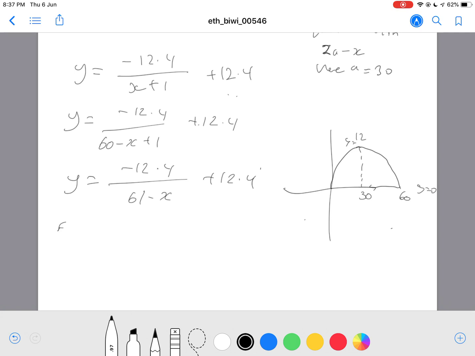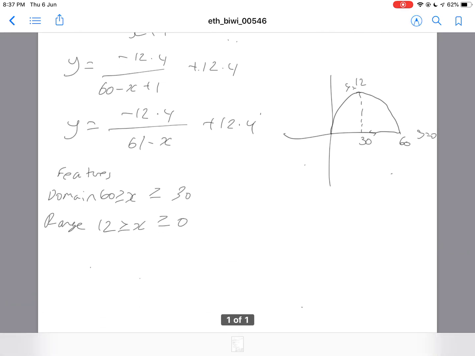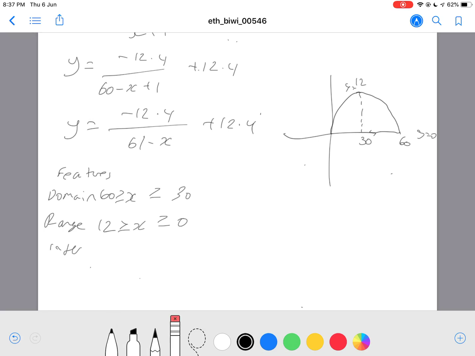So we're going to say our features. Our domain: x is greater than or equal to 30 and less than or equal to 60. Our range, okay, so y is greater than or equal to 0 and less than or equal to 12, okay? X-intercept is going to be the same again. So x-intercept will just be 60, 0, and then we'll say our y-intercept does not exist.